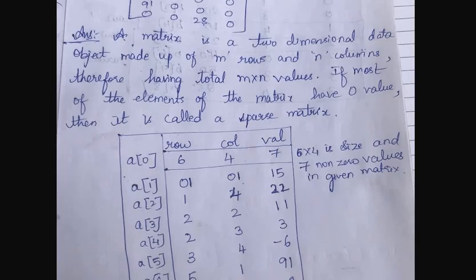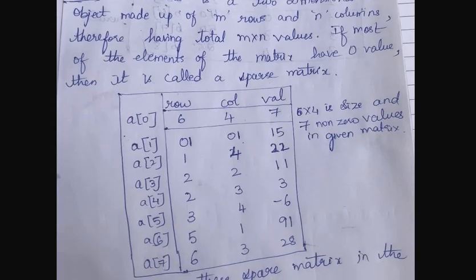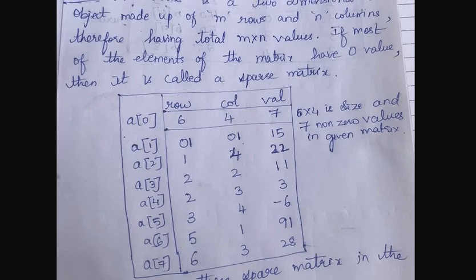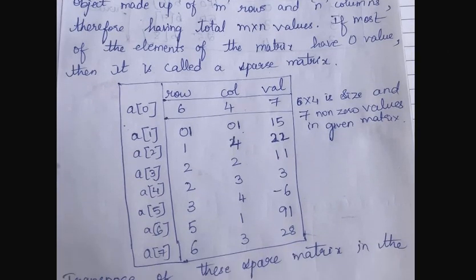Then in the fourth row, everything is 0. Don't do any operation. Come to the fifth one. Fifth row, first column, we have 91. So you have to mention 5, 1, 91. Then in the sixth row, third column, you have 28. So it is 6, 3, 28.